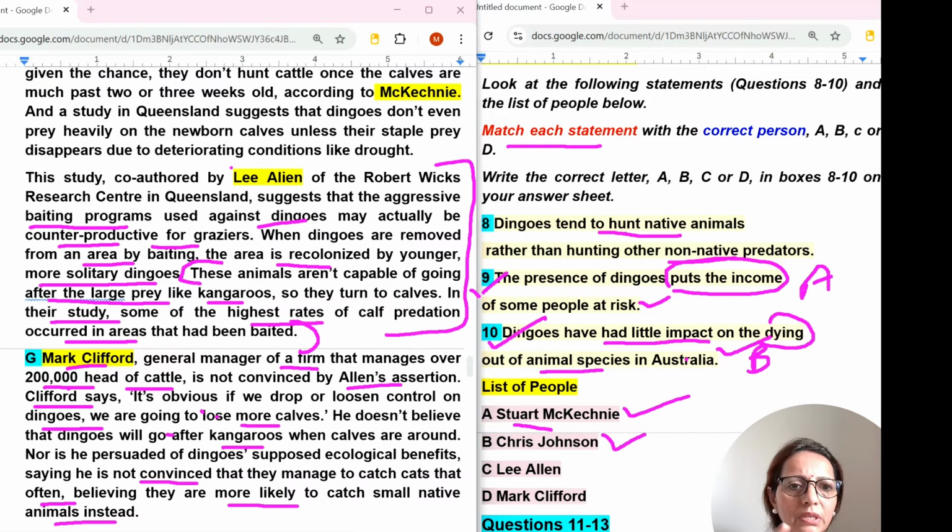Now what will come? Dingoes tend to hunt native animals rather than hunting. Here in the above paragraph, I think this person was talking that it is because they are unable to prey on large animals like kangaroos, so they turn to cows. But here it is saying he is not convinced that they manage to catch cats, often believing they are more likely to catch small native animals instead. So I think this eighth number is matching with D number.